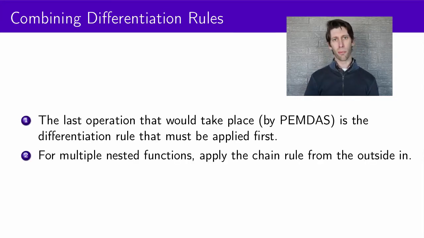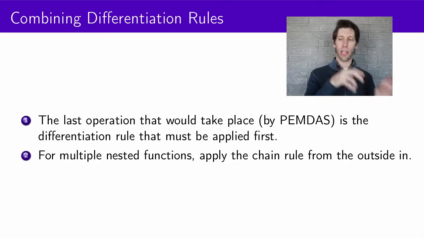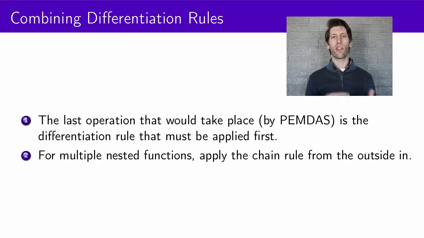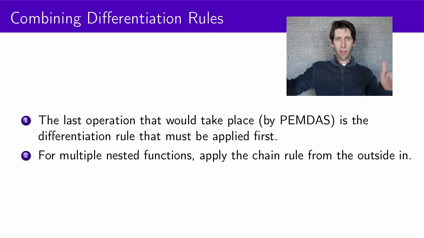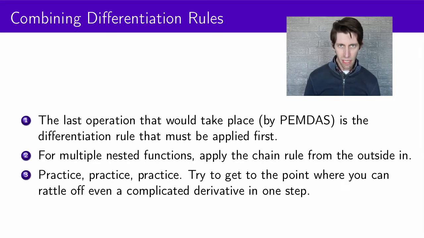So when you have multiple nested functions, one function inside another function, inside another function, and so on, what you're going to do is apply the chain rule over and over again, and you're going to go from the outermost function towards the innermost function. In fact, this is where the chain rule gets its name. You're going to chain the differentiation together over and over again. Really, it doesn't take more than one step, but it can be a little confusing the first time you see it. The most important thing that you can do when it comes to these derivatives is practice.